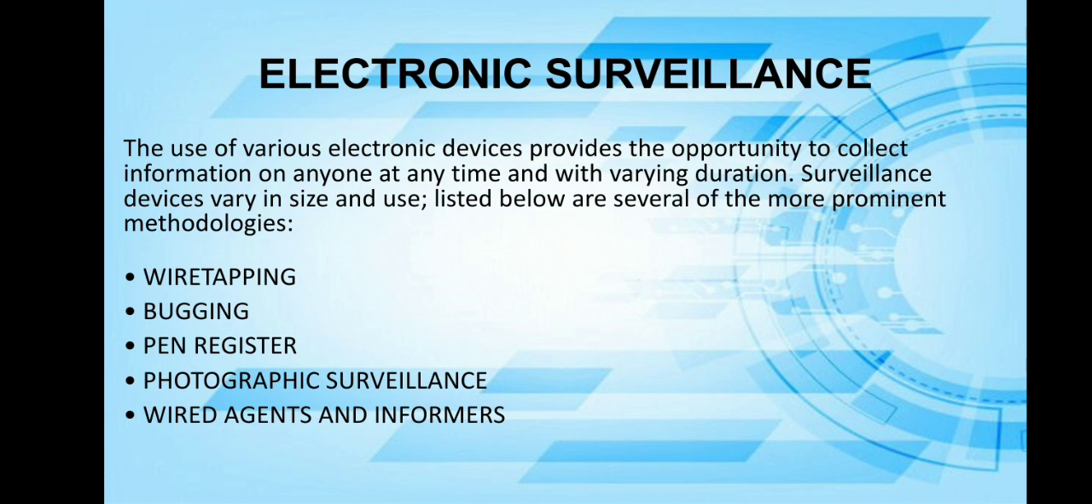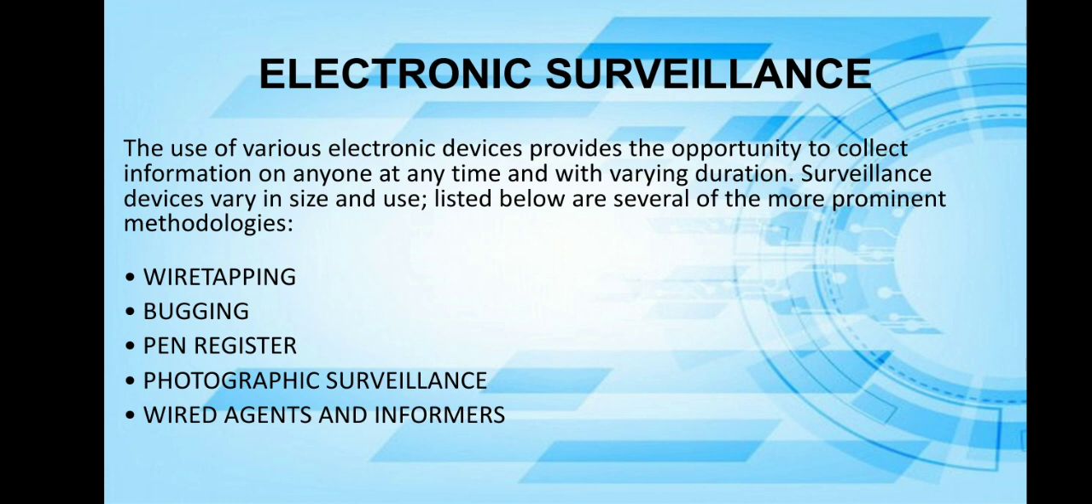So first is wiretapping. It is multiple wires connected internally to a target's communication device, such as a telephone, enabling real-time monitoring and recording. The next one is bugging. It requires the planting of a small electronic device on a person or in a strategic location, enabling individuals to listen in, copy, and record real-time conversation.